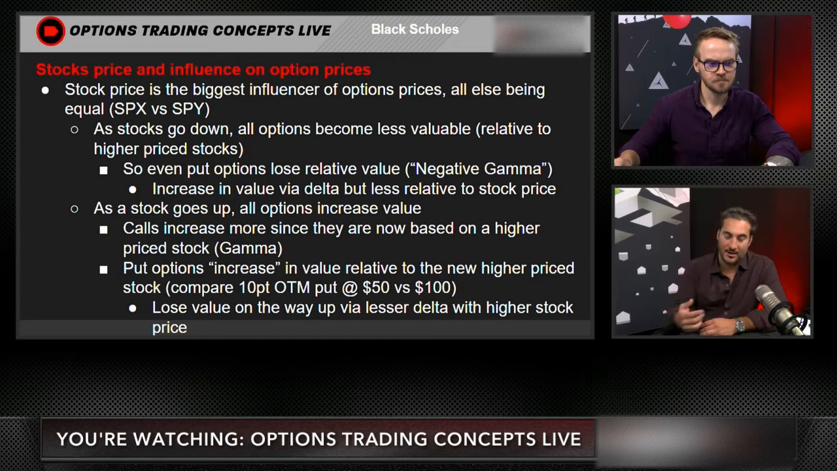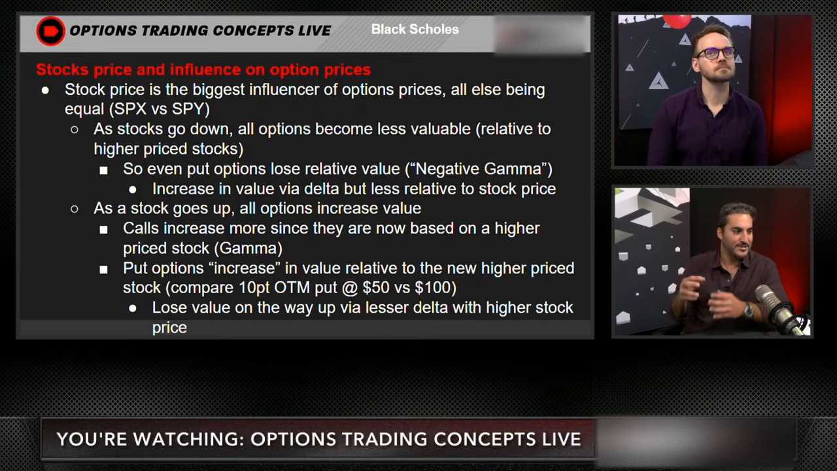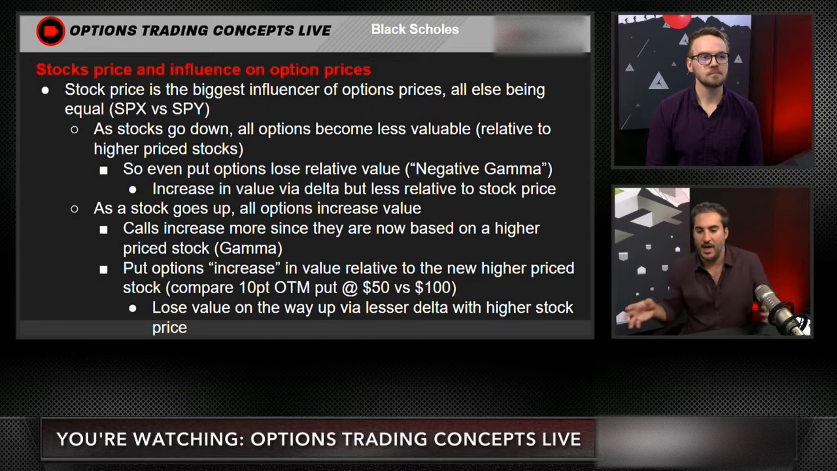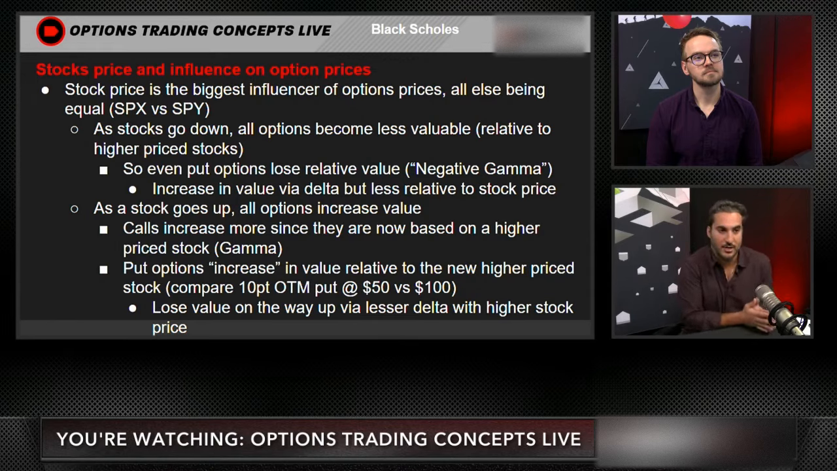What comes into play here with option pricing, and why there's a difference in risk reward when you're playing the downside versus the upside, is that you have a gamma effect that goes in your favor with upside plays. And that's because as stocks go down, all the options become less valuable relative to the higher priced stock. So if you have a $150 stock and you buy a 100 strike put, that put, even if the stock goes to 100, is going to be trading for less value than a call if the stock goes from 150 to 200.